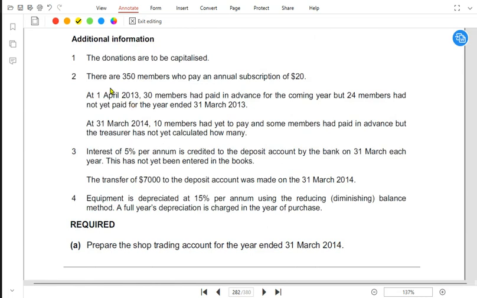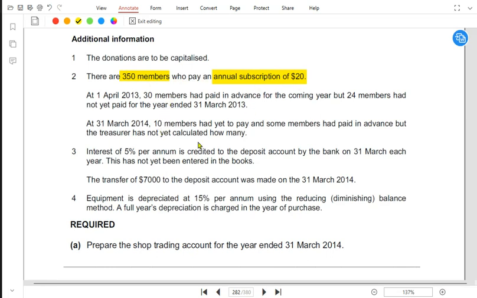Let us read note number 2. There are 350 members who each pay an annual subscription of 20. My dear students, if you have already been informed by the examiner the total number of members of a club and the annual subscription fees that the club charges from its members, we can directly multiply these two values in order to find the total income for the year.